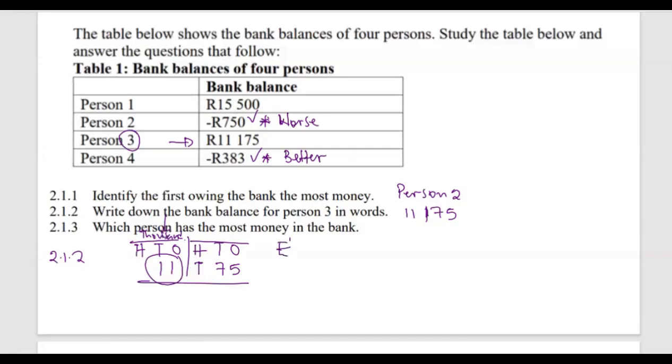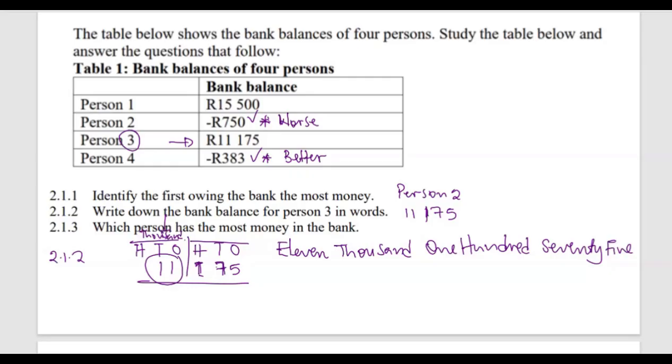So we shall say 11,000, 11,100, 170. Why am I saying 70? Because 70 is in the place of tens. 75. 5 remains because it's in the place of ones.